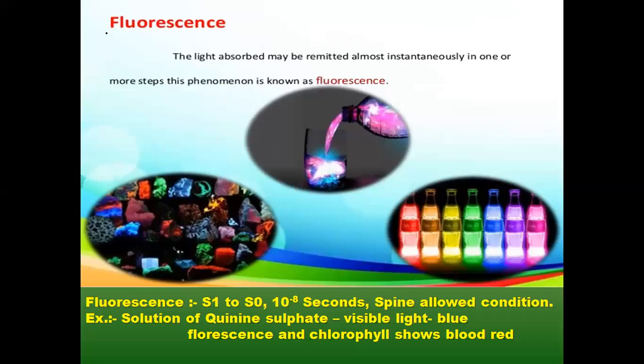Then fluorescence, you can see here. These are the very colorful emissions that come out from any compound in a chemical reaction. So these are the fluorescence. The light absorbed may be emitted almost instantaneously in one or more steps. This phenomenon is known as fluorescence.